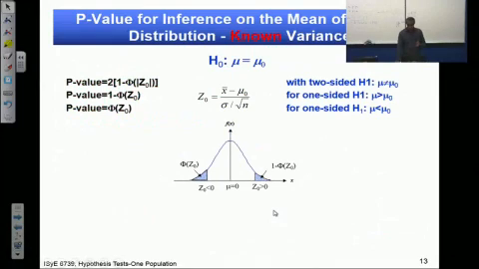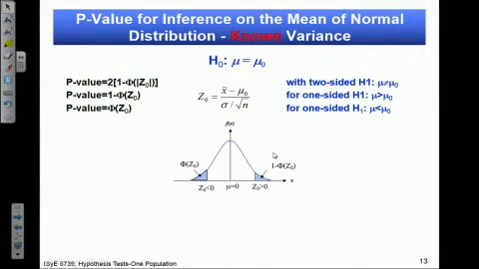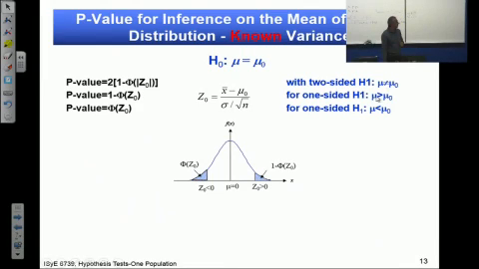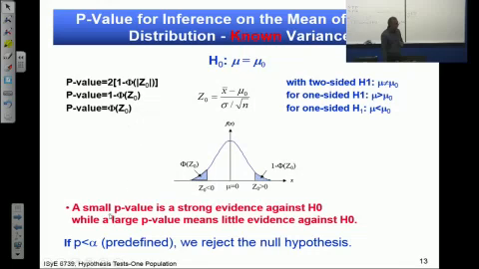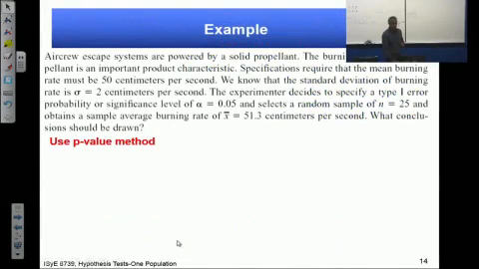Okay. So now how can we calculate the p-value? These are the equations that we use for calculating the p-value. If this is two-sided, that's the equation. For one-sided, greater than, you can see this is the alternative, this is the equation. For one-sided, less than, this is the equation. And as I said, if p-value is less than alpha, we reject the null hypothesis. Any questions?